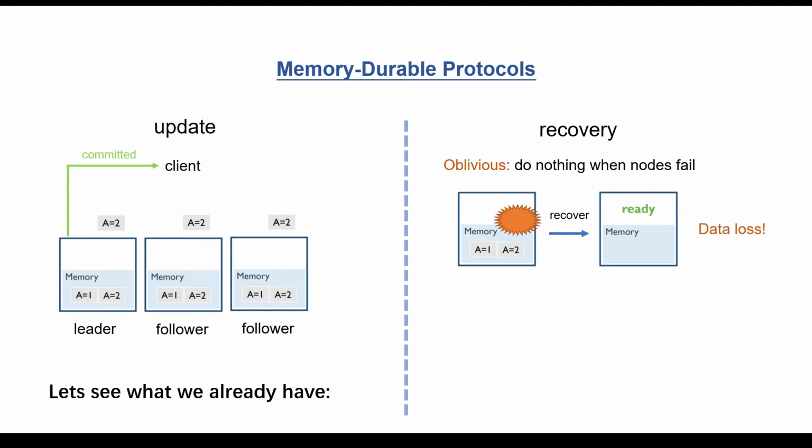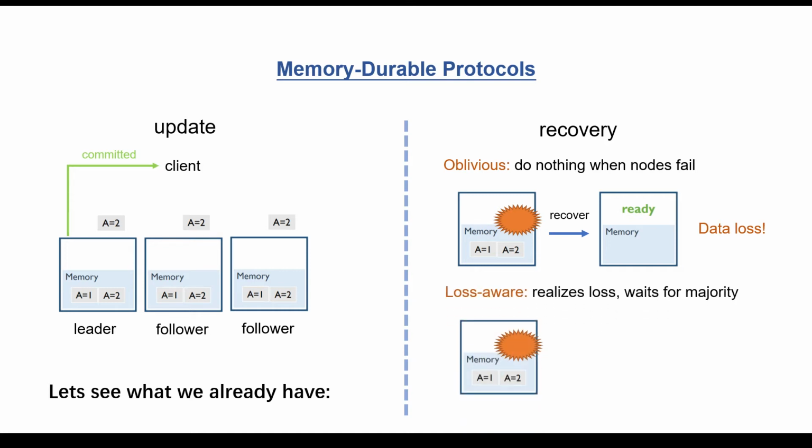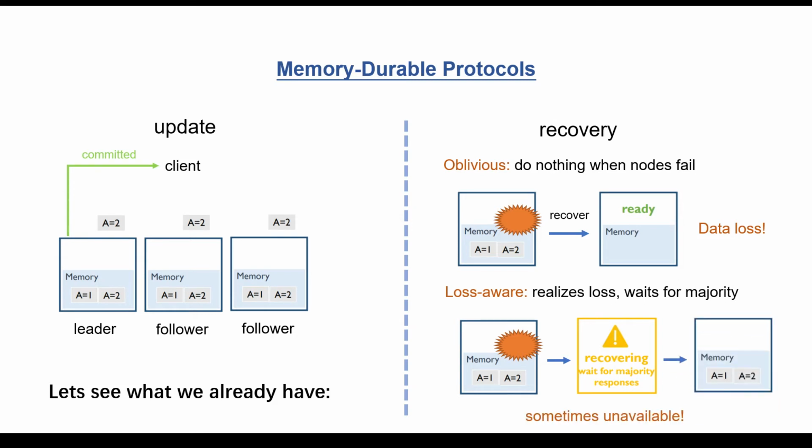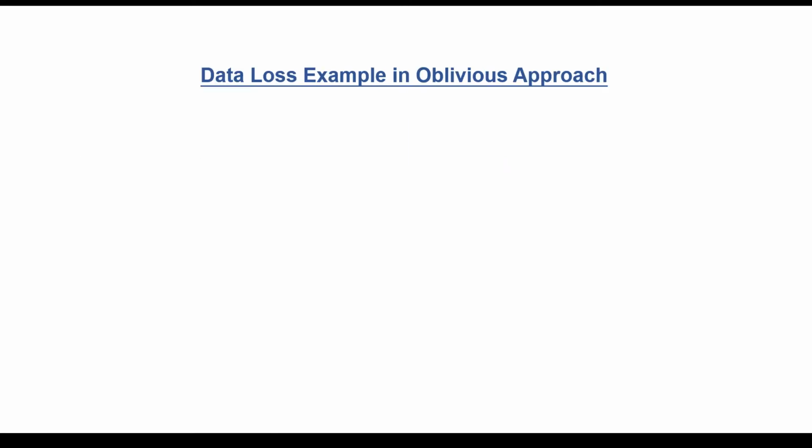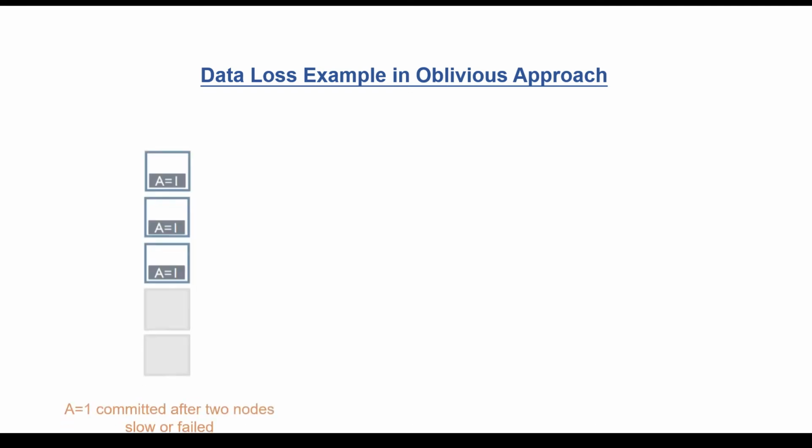In this way, we can see it causes data loss easily. For the other method, called the loss-aware approach, the node will realize the loss and wait for a majority when it's recovering. Until it gets a response, it will reload the data from other nodes. However, this way also faces some challenges. That is, sometimes the whole system will be unavailable. Here I will give some examples.